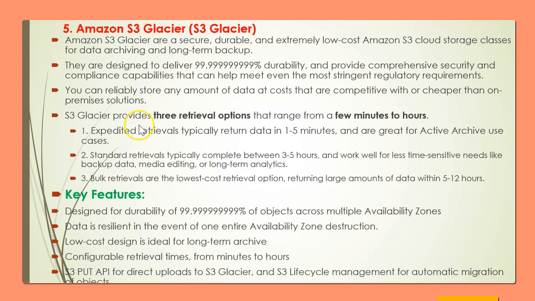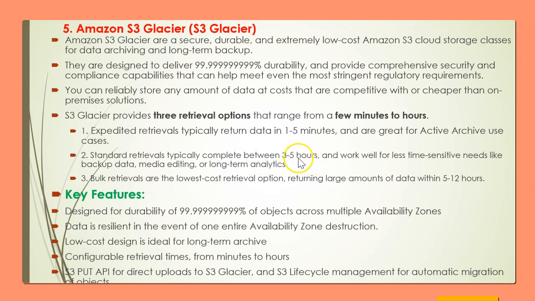You can reliably store any amount of data at costs that are competitive with or cheaper than on-premise solutions. To keep your cost low, Amazon Glacier is optimized for infrequently accessed data where a retrieval time of several hours is suitable. S3 Glacier provides three retrieval options that range from a few minutes to hours. You can use expedited retrieval, which typically returns data in 1 to 5 minutes and is great for active archive use cases. The second option is the standard retrieval, typically completed between 3 to 5 hours.